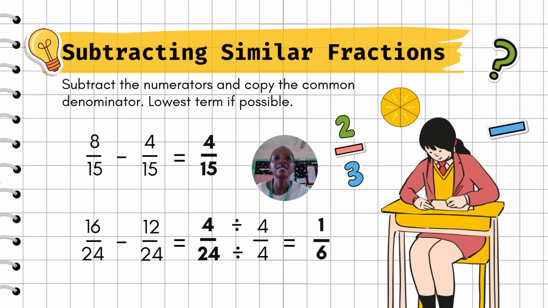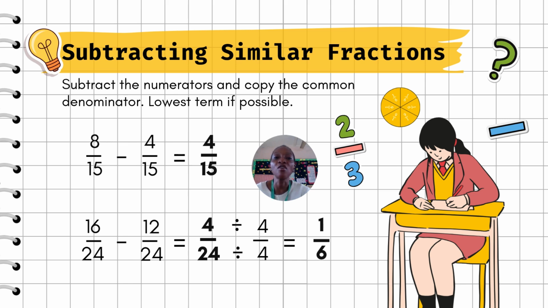Let's talk about subtracting similar fractions or subtracting like fractions. All you have to do is subtract your numerators and copy the common denominator. And you divide to find the lowest term if possible. For example, I can give you 8/15 minus 4/15. 8 minus 4 will give me 4. So my answer is 4/15.